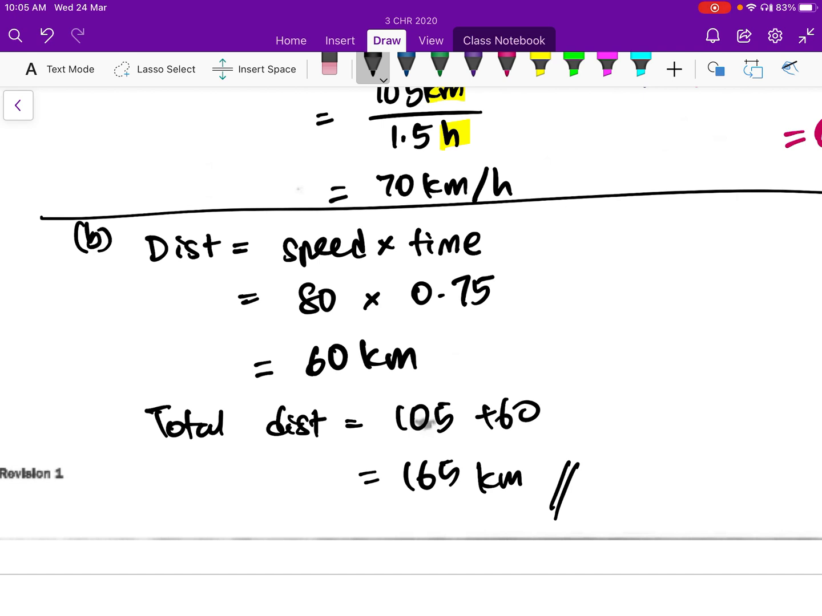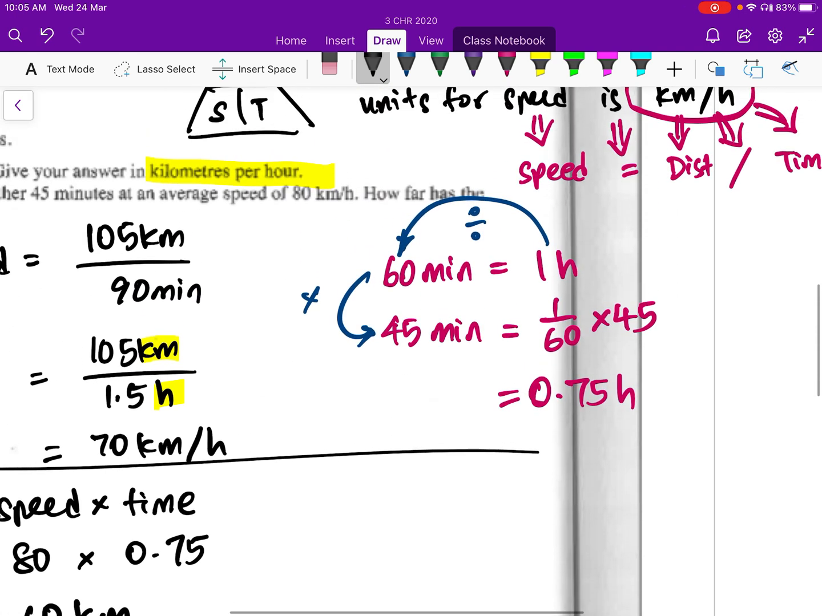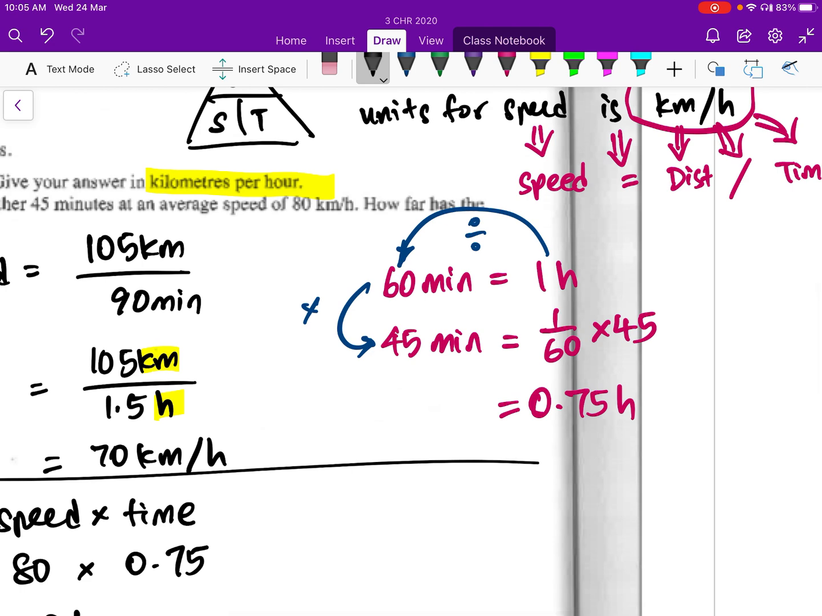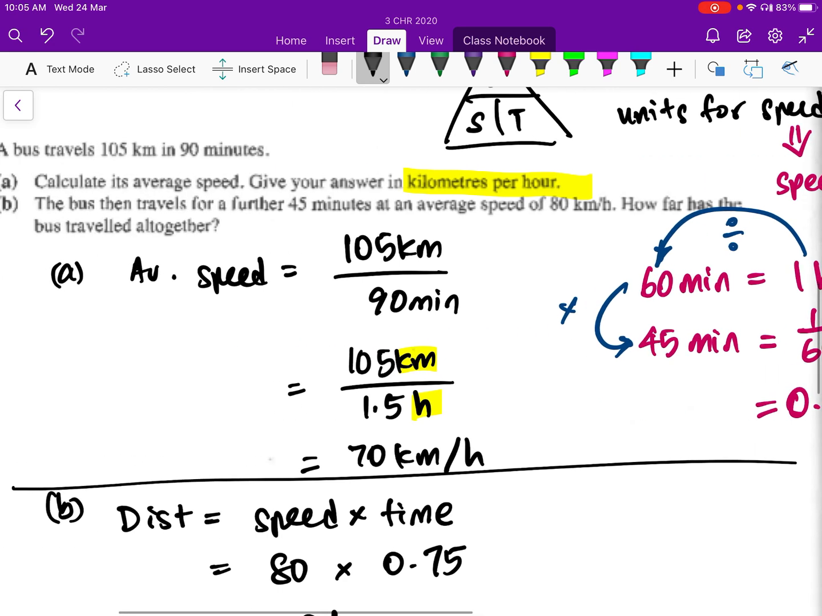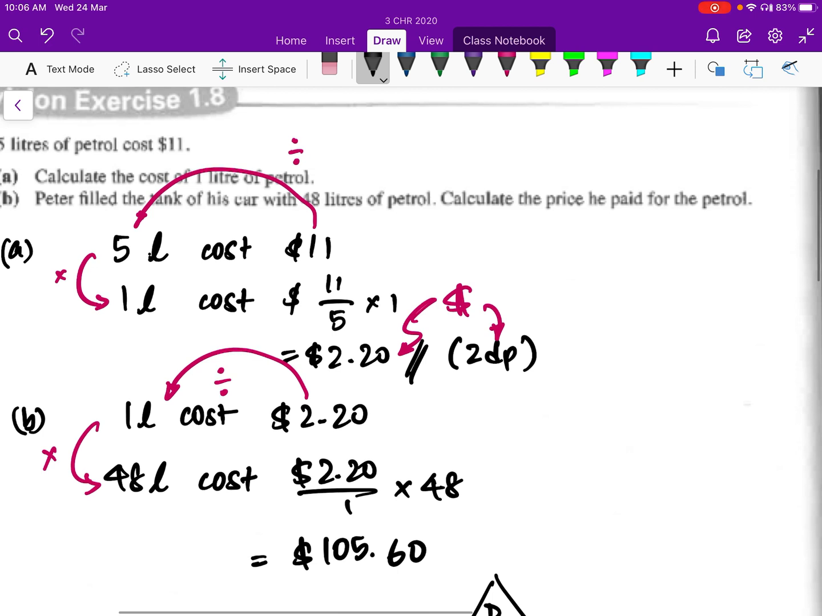Why now you use equal, then just now you use something else? Why sometimes equal, why sometimes represent? Because 60 minutes really is equal to 1 hour. When I use cost over here, it's because 5 liters is not equal to $11. They're different things. When they are really the same thing, then I put equal. If they're not the same, it's either represent or some other words to describe it.